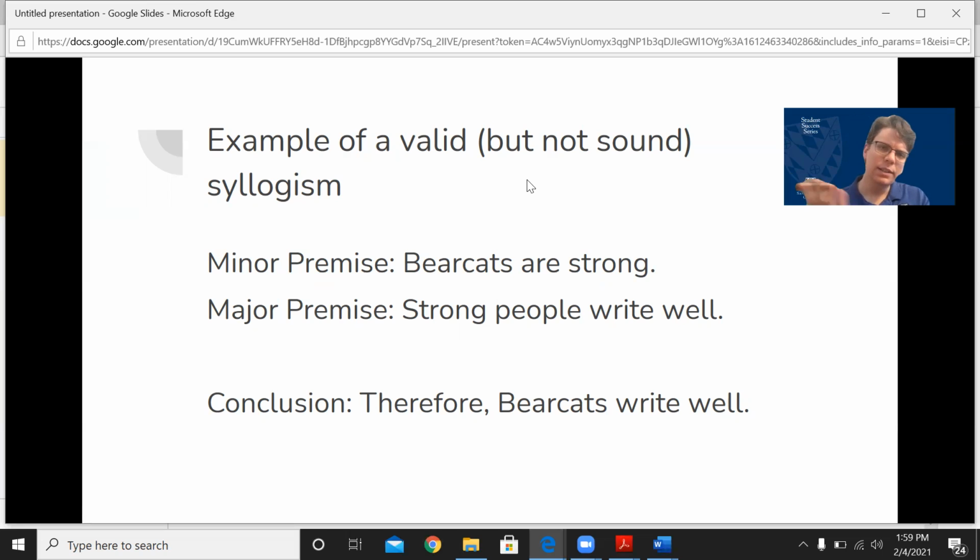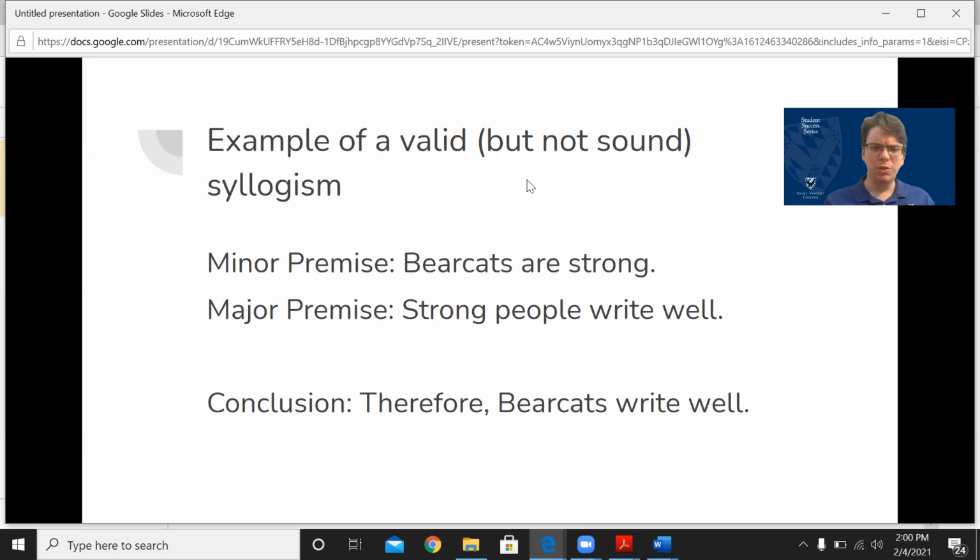So it's valid: if we follow the logic behind the premises, we can come to that conclusion. The problem here is that even though those premises are logically connected, meaning that there is some overlap, the second premise is not a true statement, because there is no real world correlation between strength and writing ability. So the whole syllogism becomes unsound because one of the premises is untrue.